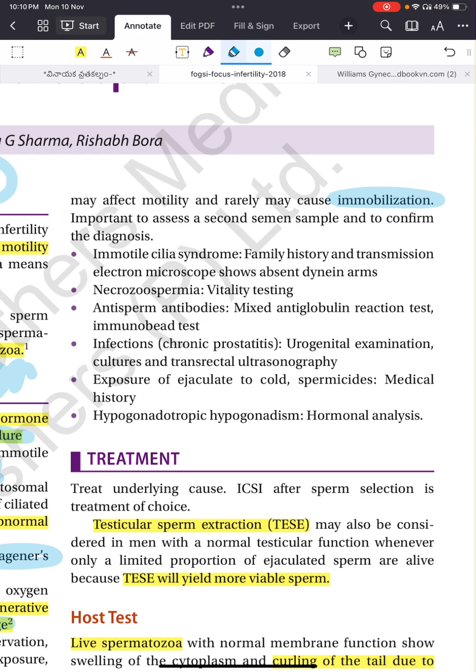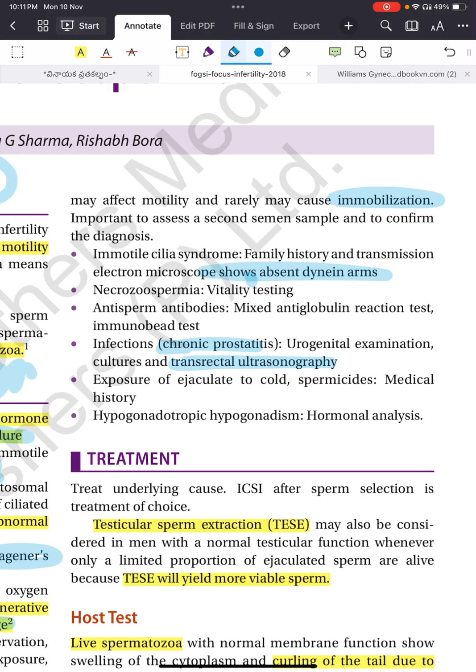In immotile cilia syndrome, there is family history and transmission electron microscope shows absent dynein. If there is necrozoospermia, do vitality testing. If they're immotile and also dead, then also we should go for a second sample. For anti-sperm antibodies, we should do the mixed antiglobulin reaction test and the immunobead test. For infections like chronic prostatitis, urogenital examination is very important, culture and transrectal ultrasound are very important. Exposure of ejaculate to cold, spermicides, medical history: if there is any spermicide intake or application, then also it results in asthenozoospermia.